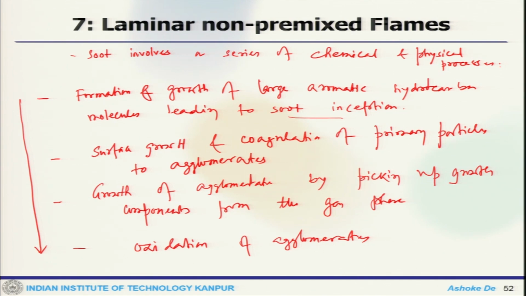Then they grow and coagulate and form a particle-like structure where the phase change takes place, and then the surface growth process. Finally, these agglomerates grow, and if they get oxidized then you do not get to see this, but if they do not oxidize, then at the end of that process you get these small particles.